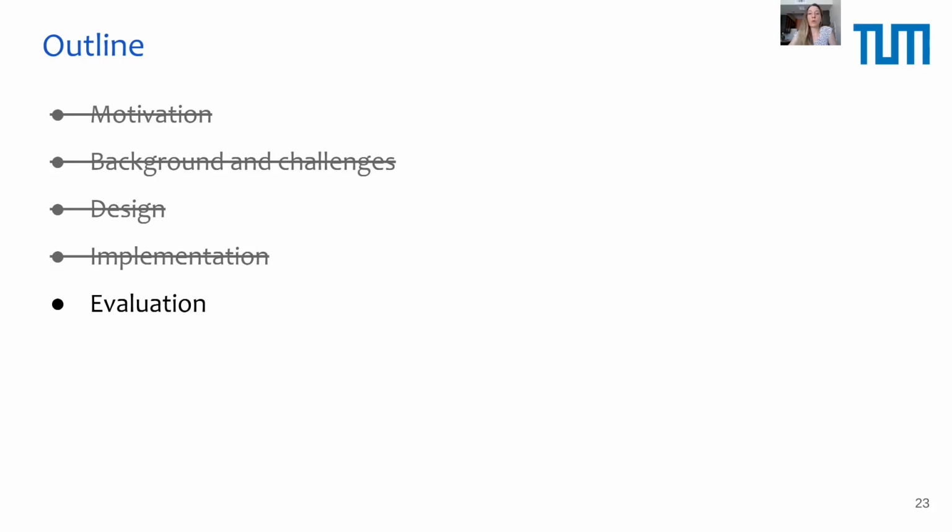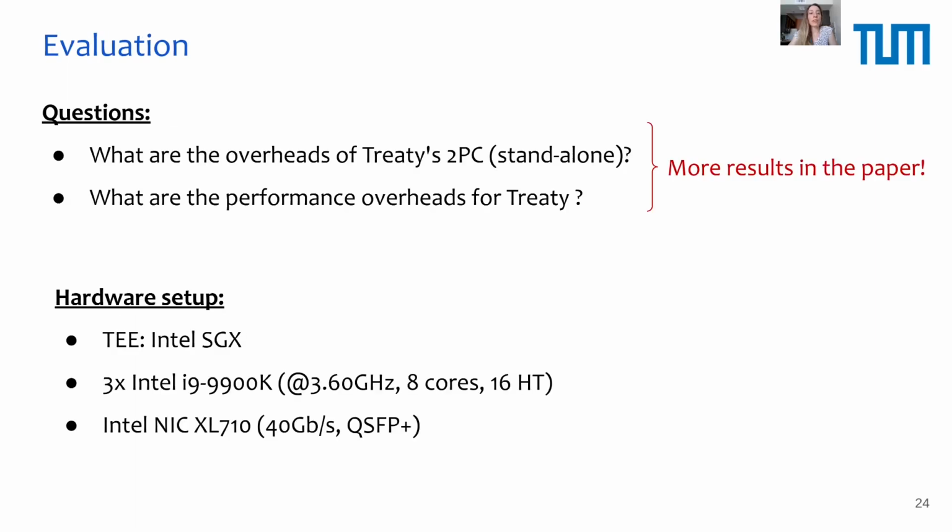Now, let me show you the evaluation of Treaty. In our evaluation, we seek to answer two core questions. First, what are the overheads of the Treaty two-phase commit protocol without any storage layer? This is to isolate the performance overhead for the secure execution of distributed transactions. Our second question is what are the performance overheads for Treaty overall? We use Intel SGX as our trusted execution environment, and we run Treaty in a cluster of 3 SGX-enabled machines that are connected over a 40 gigabit interconnect.